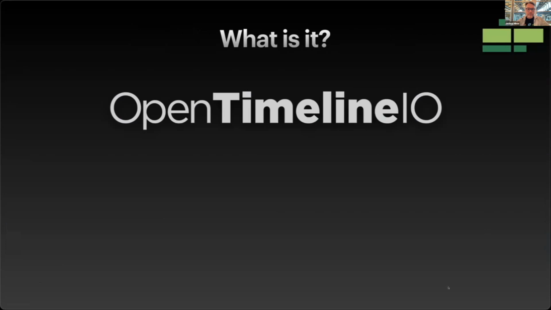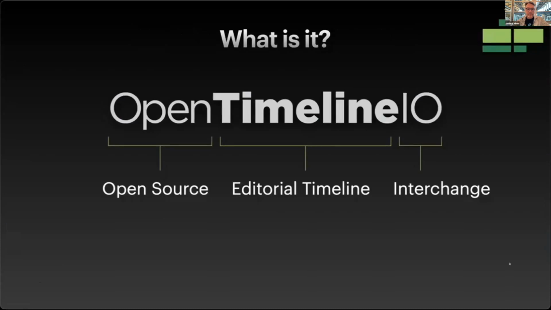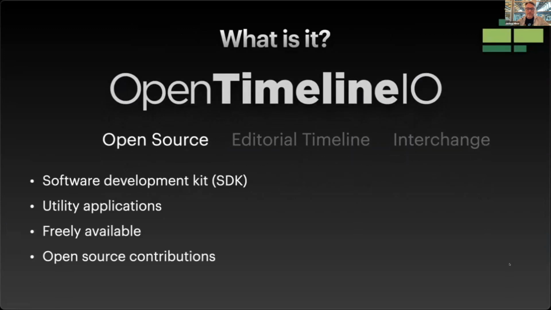So that's the context in which OTIO is used, but what is OTIO actually? It's a couple of different things. One, it's an open source project. It's a software development kit. It has some utility applications. It's freely available, and it's built on open source contribution. That means that people from the industry, from all areas of filmmaking, can contribute to it. And we've had dozens of different people and organizations adding features and helping to make OTIO possible.